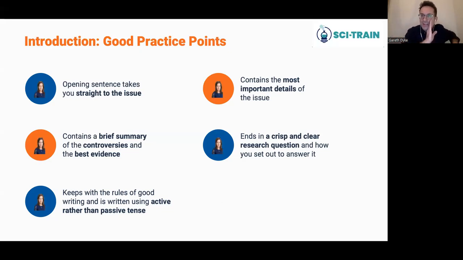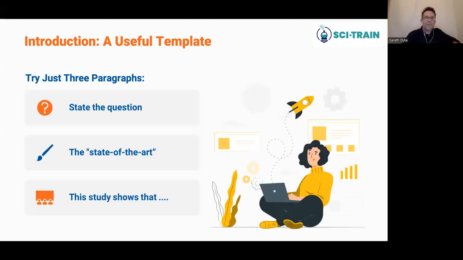Here we show, here we develop, here we test. These are the most important issues in my introduction, ending with that crisp and clear research question and how you are going to answer it as a researcher. So 3 paragraphs, I would say, would be useful as a template for your introduction. What's the question? What's the state of the art? And this study shows, or here we show, bridging the introduction and the methods section.